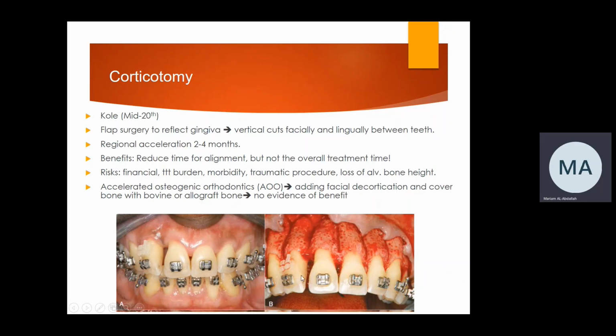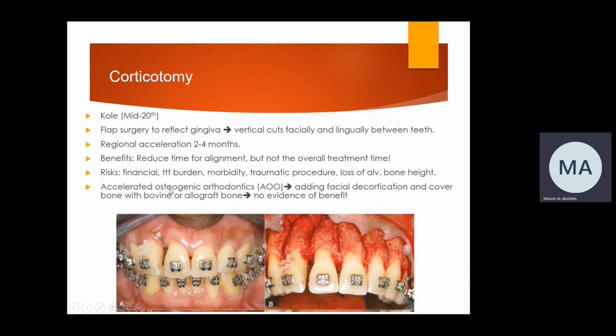So the disadvantage of this technique, of course, financial burden on the patient, treatment burden also for the patient, and for the clinician, because you will need a surgeon. Morbidity, it's an excessively traumatic procedure, possible loss of alveolar bone, possible increased risk of root resorption, etc.